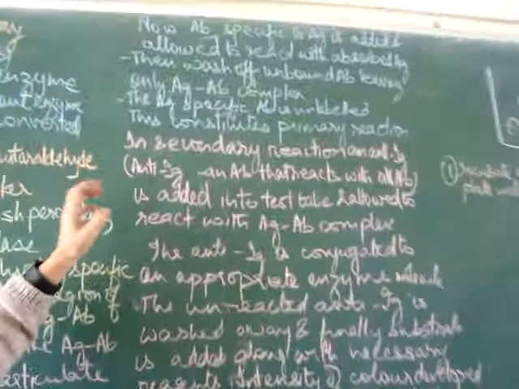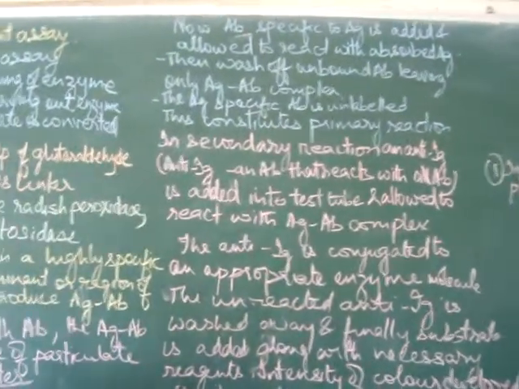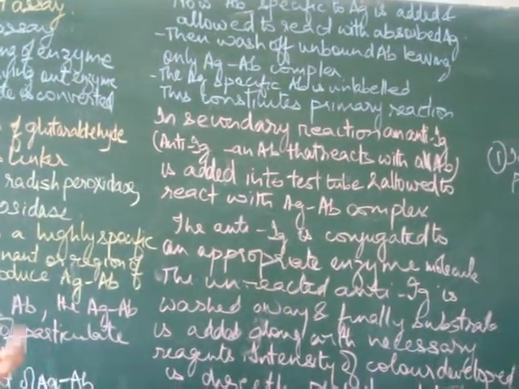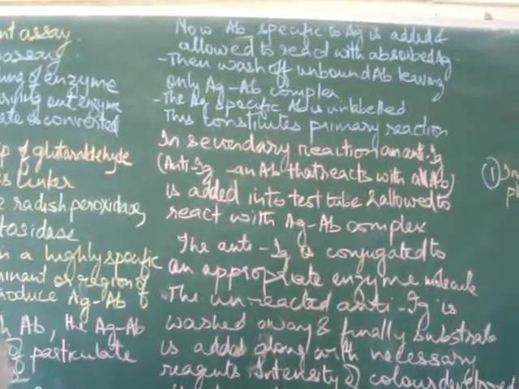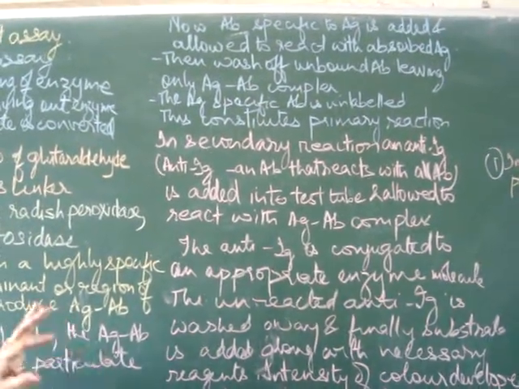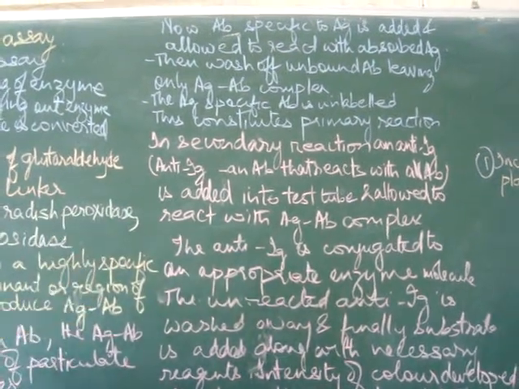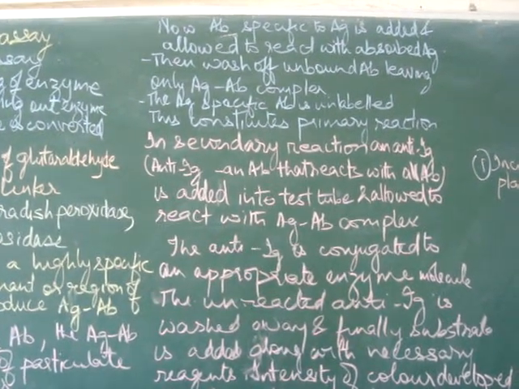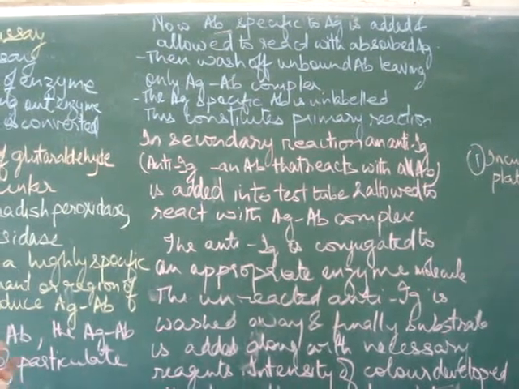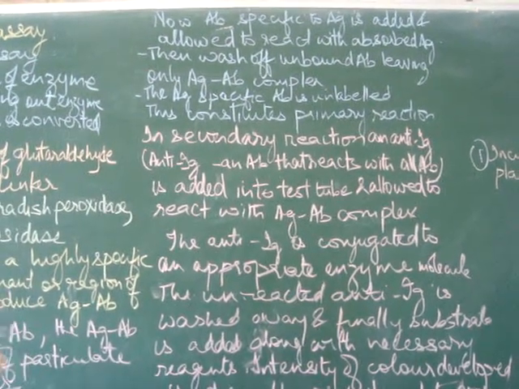Now antibody specific to the antigen is added and allowed to react with the adsorbed antigen. Then the excess antibody is also washed off. Only the antigen-antibody complex remains. The antigen-specific antibody is unlabeled, and this unlabeled antibody is called the primary antibody.